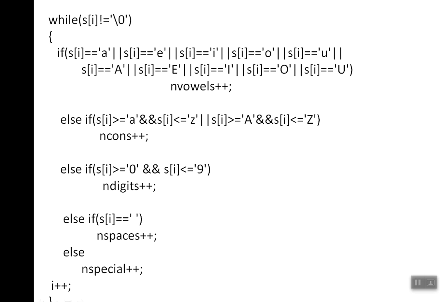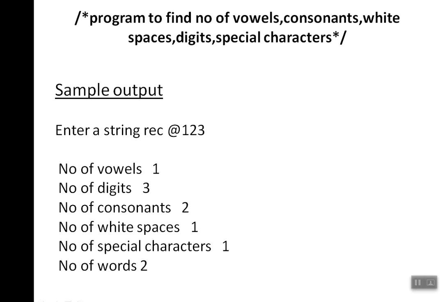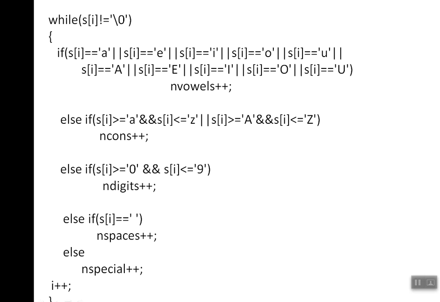First I'm taking i equal to 0, s of 0. What is s of 0 for this example? It is not equal to '\0'. Yes, then you check whether it is either small a, e, i, o, u or capital A, E, I, O, U, and you will increase the number of vowels.